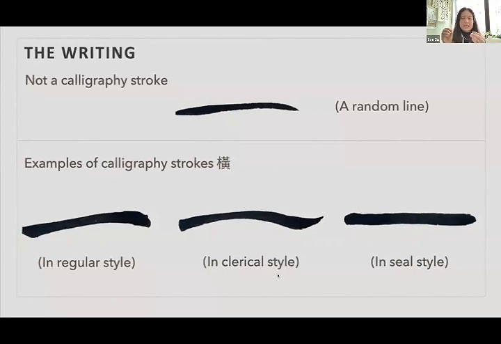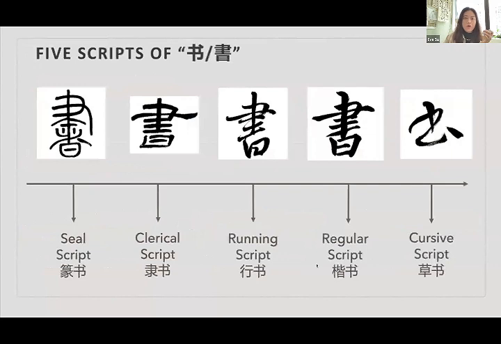This requires different techniques to write it out. That's about the stroke. As for the whole structure, this shows how they look different. For example, the seal script structure is more of a standing tall shape. This is seal. Clerical is a flat and compressed shape, whereas regular is a very standard and squared shape. Those are the three differences. Not talking about running and cursive, they have their own regulations.